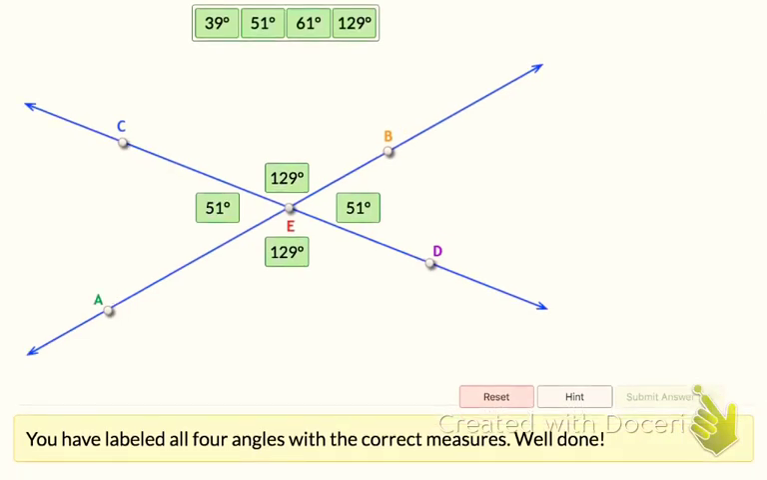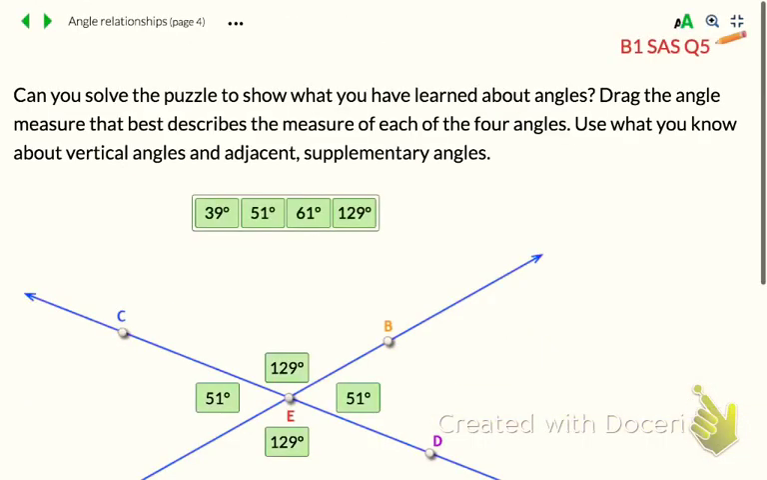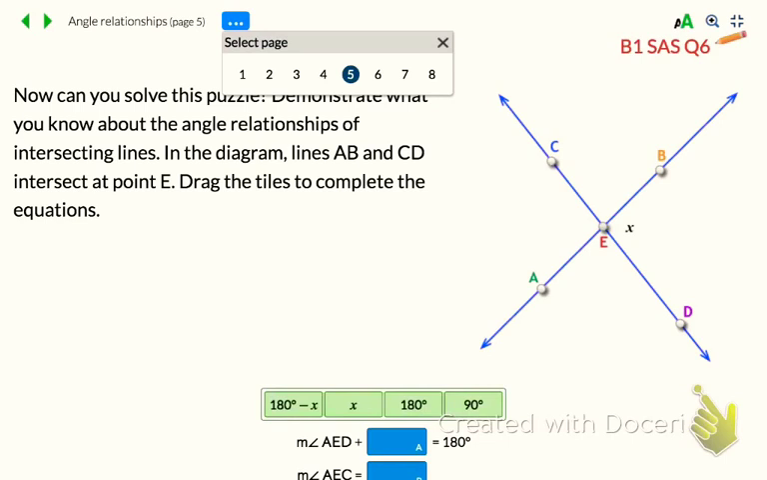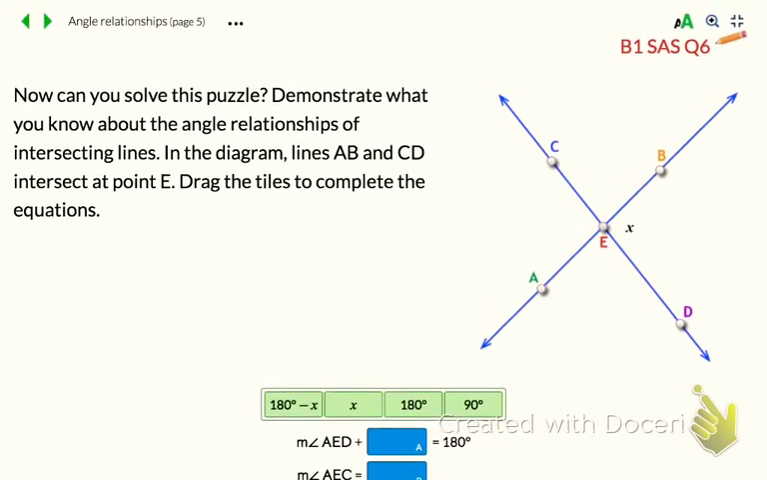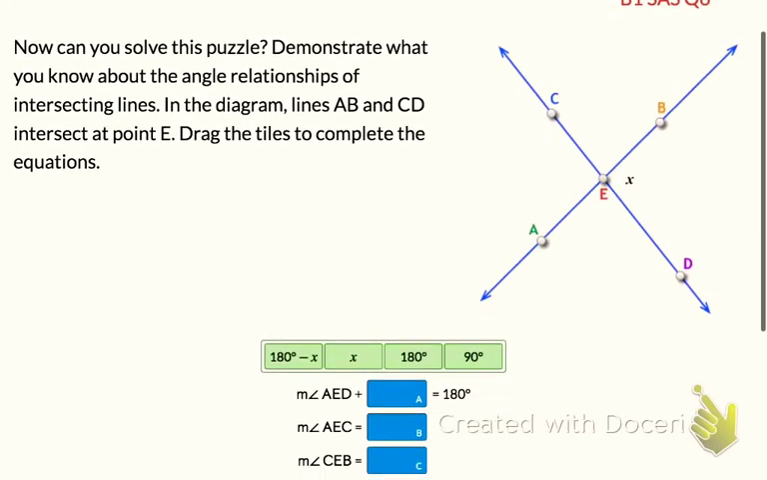And it says, well done, you have labeled all 4 angles with the correct measure. So let's move on to our next page. How many pages do we have? Jeez. Alright, now you can solve this puzzle. Can you solve this puzzle, actually, is what it says.